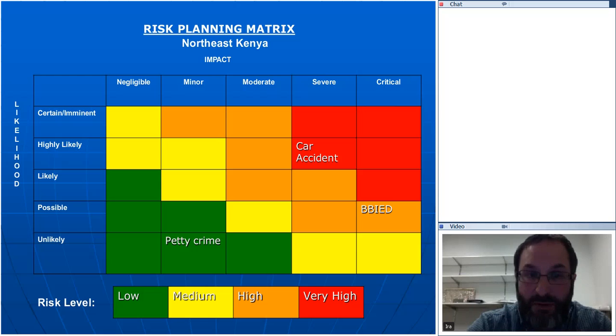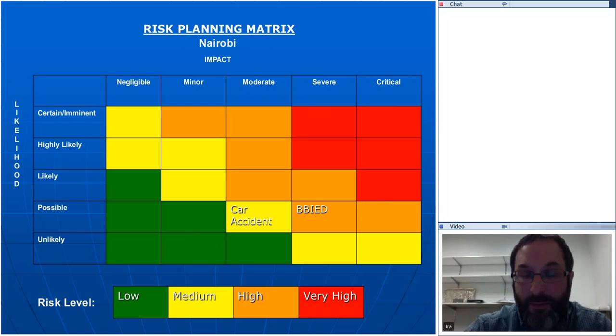And another example is body-borne suicide bombing. We could say that these are possible, they may happen, they may not. And the impact would be critical because you're operating in a fairly rural area. There's not a lot of international NGOs, so there is a good chance you might be a direct target if someone wanted to cause harm to you or an international organization. So we could say it's possible and the impact is critical because you could be directly targeted. On the other hand, petty crime in that part of the country is not very common, so it's unlikely to happen, and the impact would be minor.